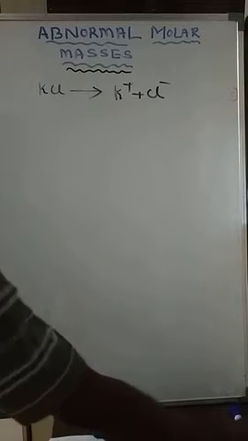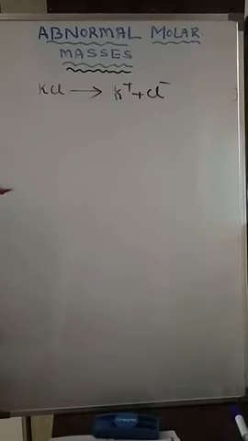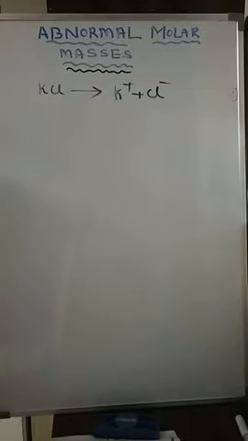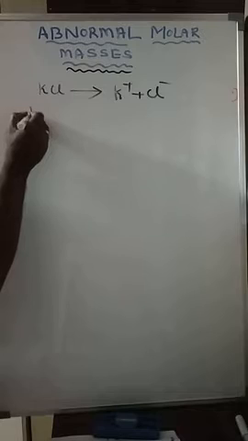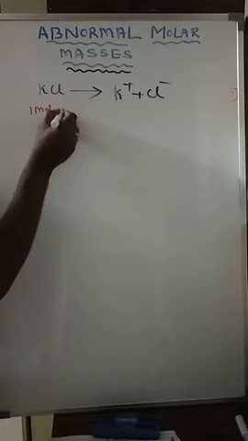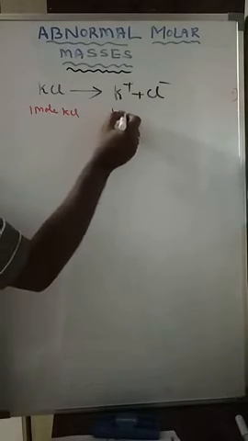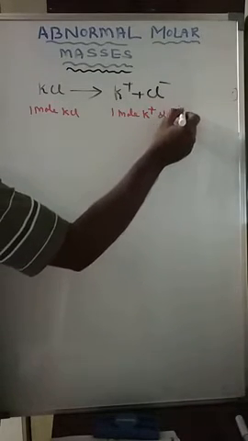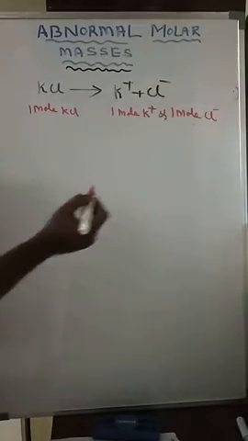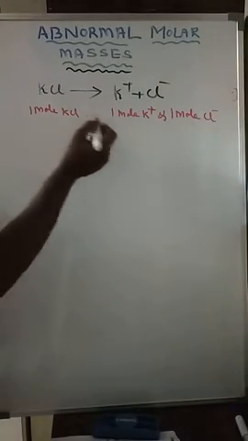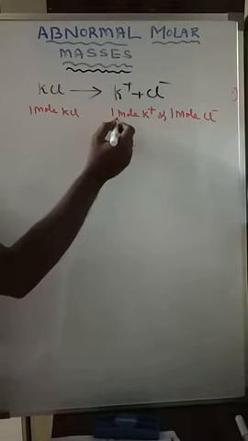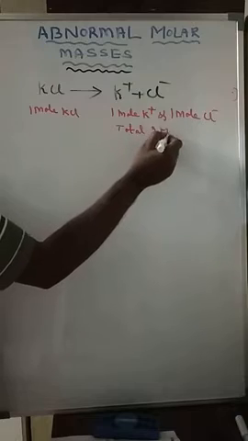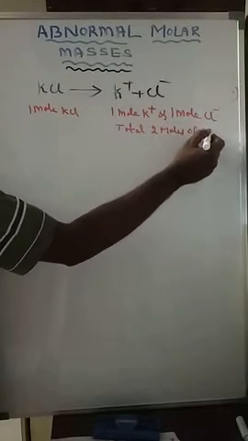So what happens here? Due to dissociation of potassium chloride, 1 mole of potassium chloride produces 1 mole of K+ and 1 mole of Cl-. Before dissociation, there is 1 mole of KCl. After dissociation, there are 1 mole of K+ ions and 1 mole of Cl- ions, a total of 2 moles of ions.